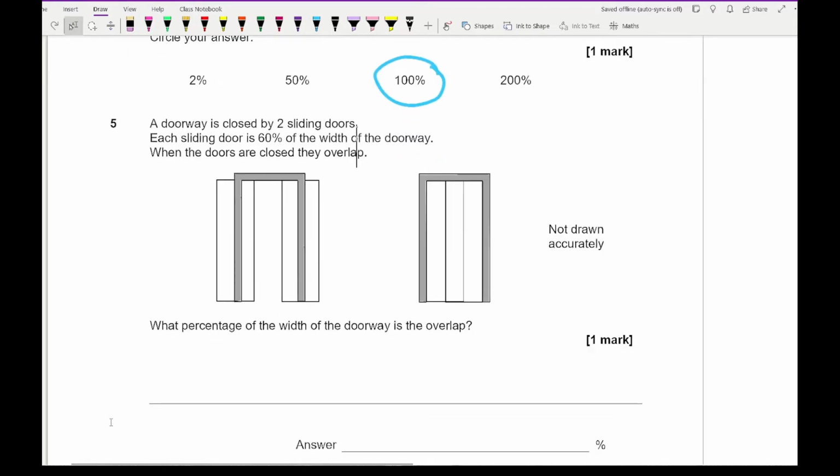Now when it comes to question 5, it says a doorway is closed by 2 sliding doors. Each sliding door is 60% of the width of the doorway. When the doors are closed, they overlap. What percentage of the width of the door is overlapped? Well, if this is 60% and this is 60%, then in total we're going to have 60% plus 60%, which is 120%. So how much is overlapped? Well, it's going to be 20%.